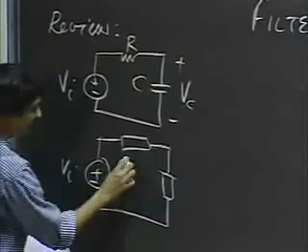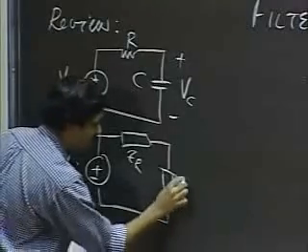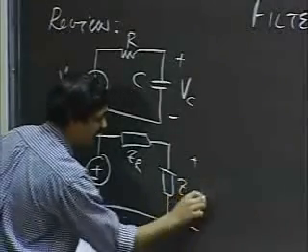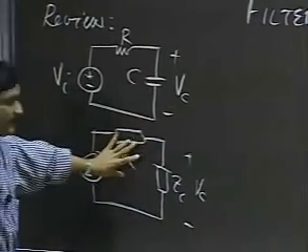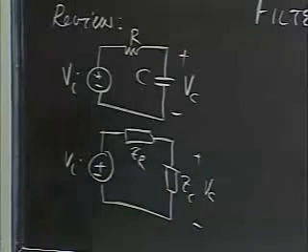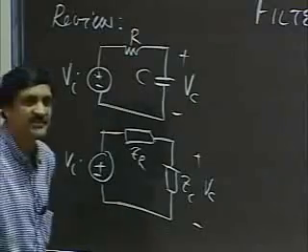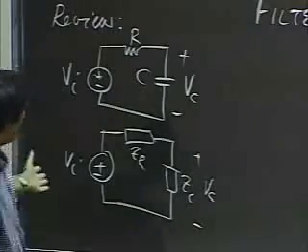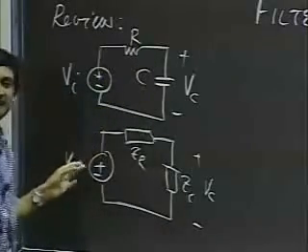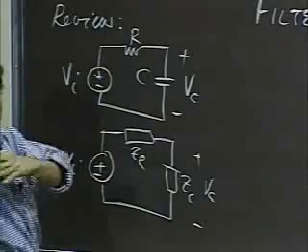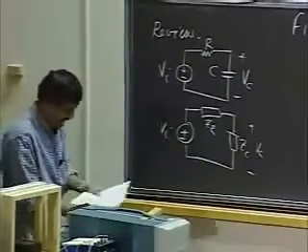Instead of R, I replace that with ZR. And instead of the capacitor, I replace that with ZC. And this is my VC. ZR is simply R. And ZC is 1 divided by SC, where S is simply a shorthand notation for j omega. Once I've converted all my elements into impedances, I can apply all the good old linear analysis techniques. We'll discuss a bunch of them today.